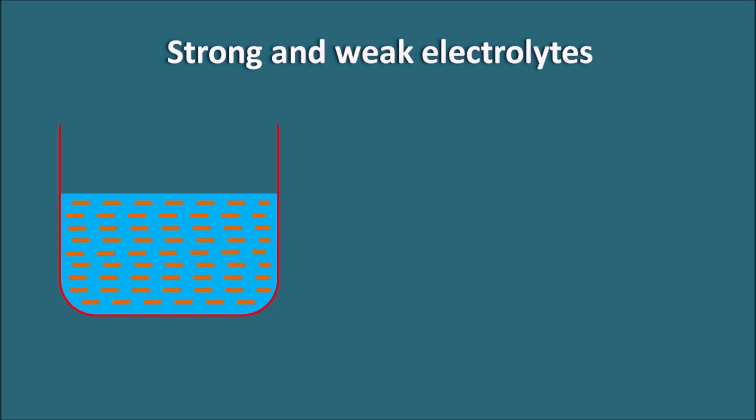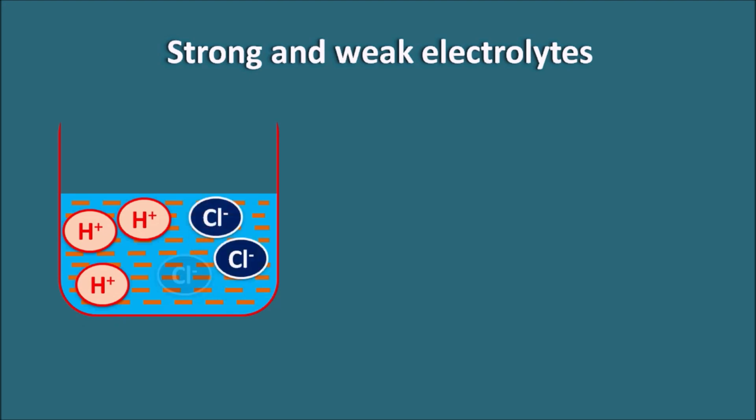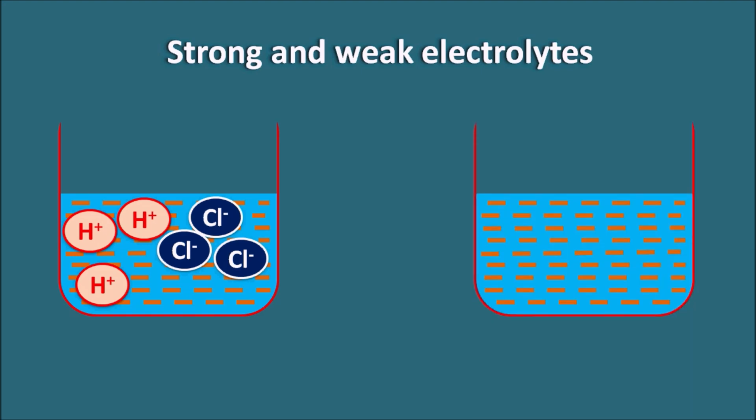Suppose we have a beaker filled with water. Within this beaker, if we dissolve HCl, what happens? Because HCl is a strong electrolyte, within the solution H plus ions as well as Cl minus ions are observed, which are dissociated and dissolved. This is the effect of the solvent, what we call the solvation effect, which dissociates the HCl into H plus and Cl minus.